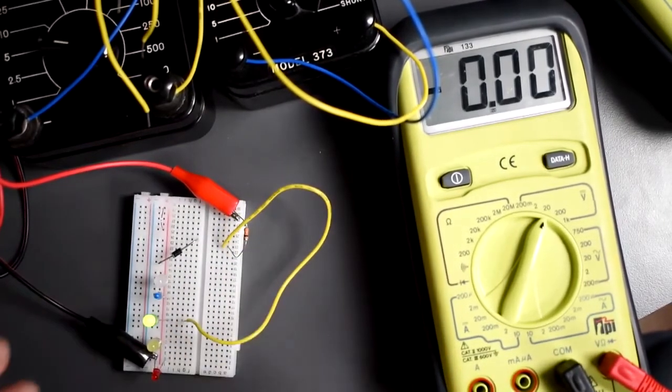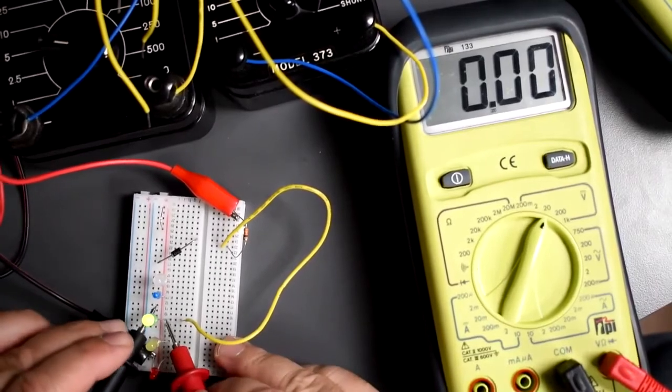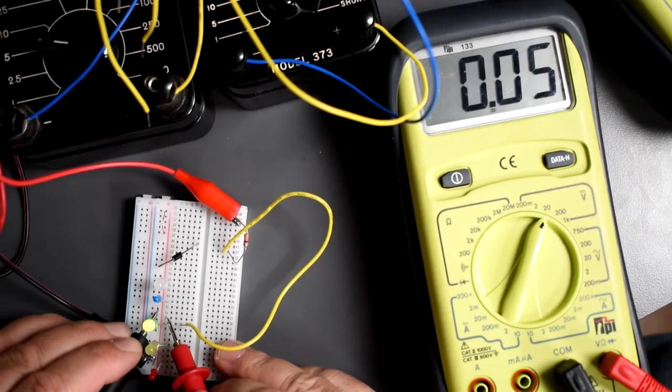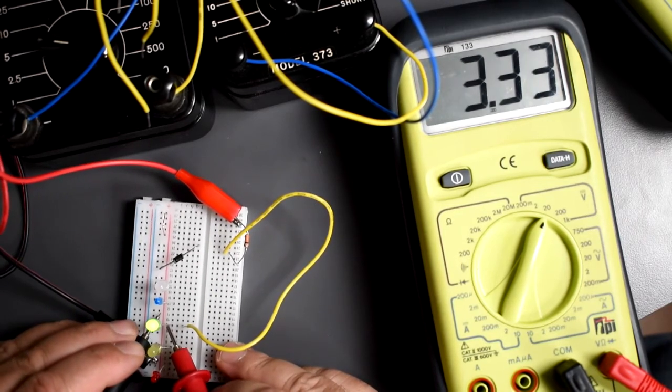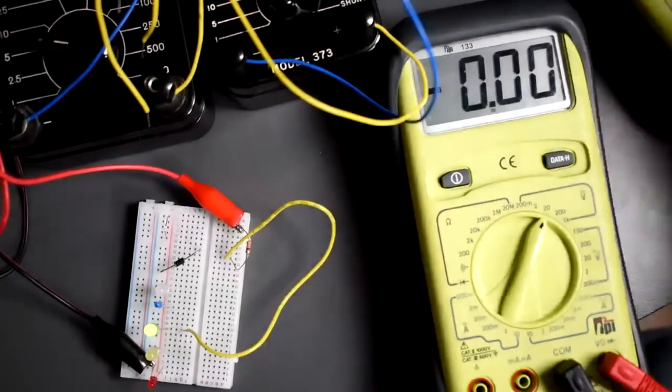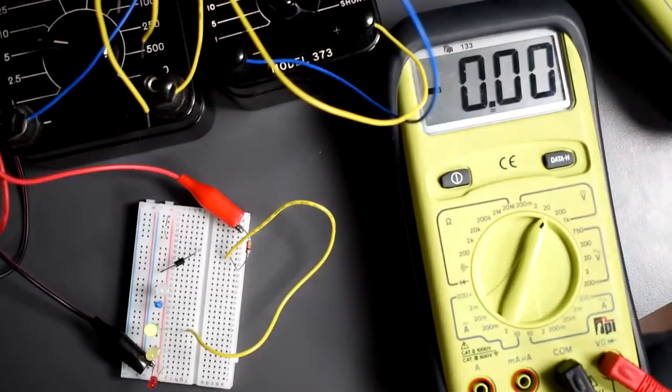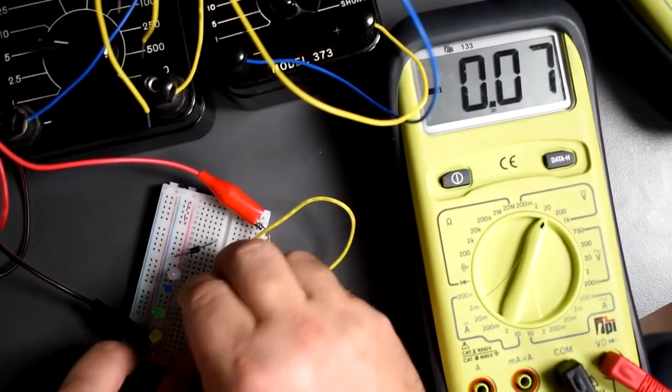Let's see what we have on the green. Made the green light up. Okay. Got 3.35 volts across the green diode when it's in the circuit. 3.3, 3.5. Oh, we're getting close. That's closer. Then let's do the blue.